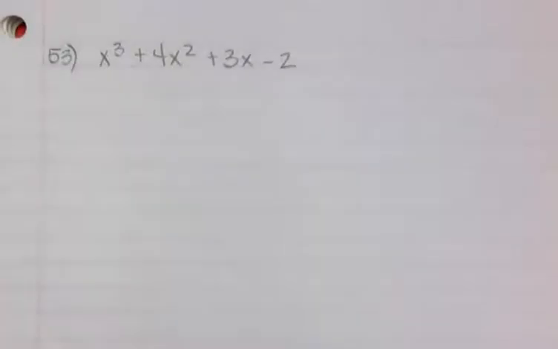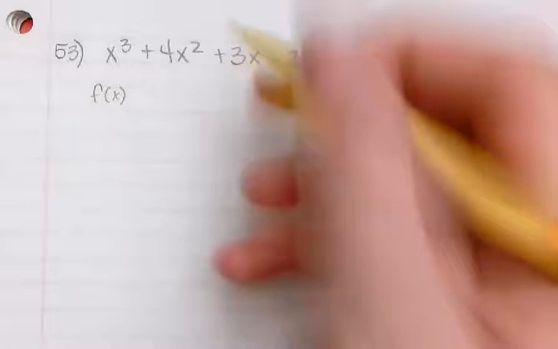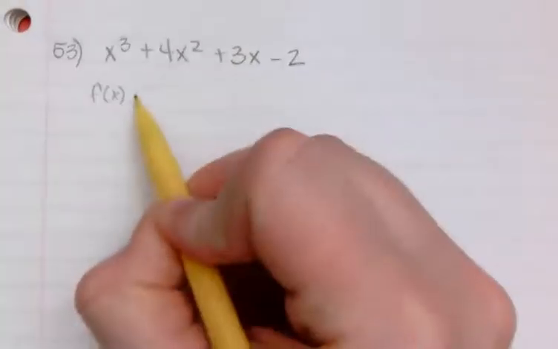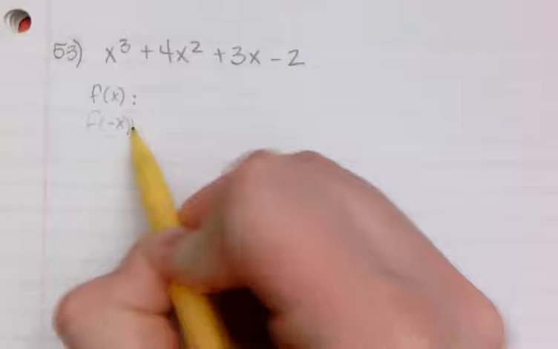Okay, so now what we're going to do is solve the functions. We're going to solve 53, 54, and 55. To start, I'm going to do Descartes' rule. So f of x tells me that I'm going to have positive roots. f of negative x tells me my negative roots.